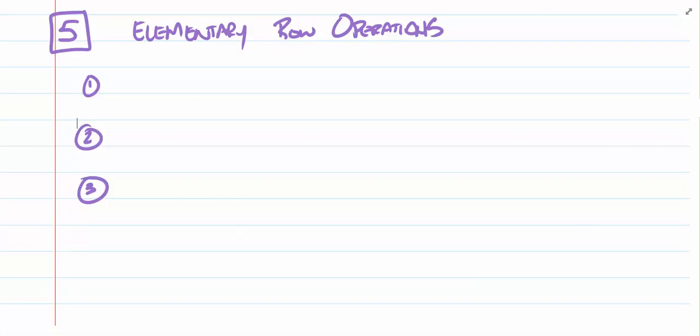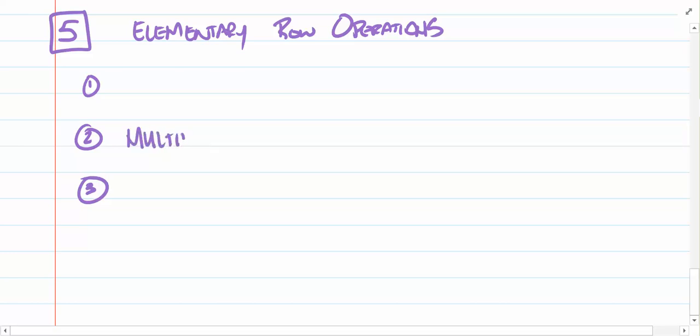Very good. How many of you remember the 3 row operations for solving a system of equations? Tommy, give me one of them. You can multiply a row by a non-zero integer. Good, that's our second one. You can multiply a row by a non-zero number. Very good, awesome.